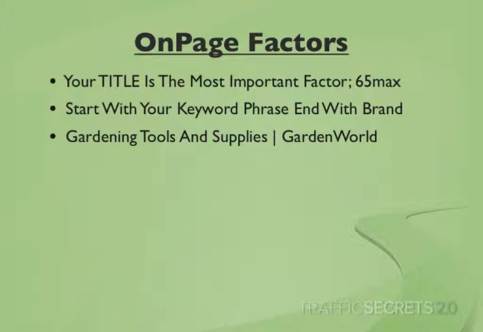So here's an example of what it can look like. Gardening tools and supplies. And then at the end, you have your company name. I just made that up, Garden World. That may actually be a real company. I wasn't intending to talk about anyone in particular. But notice the little vertical bar between the keyword area and the brand or the company. It's a funny little character.